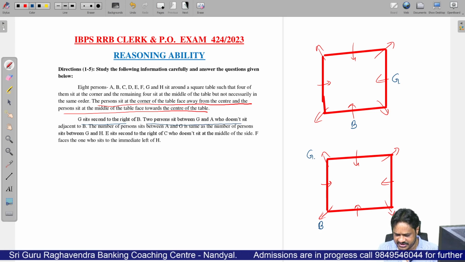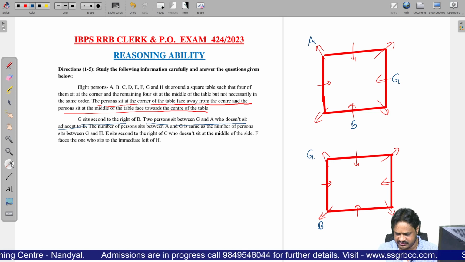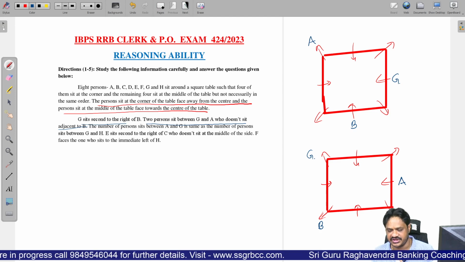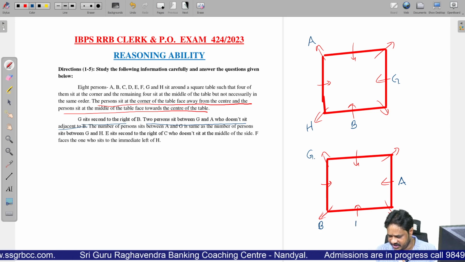There are two persons between G and A, who is not adjacent to B. So that's why we can't write A here. The number of persons between A and G is the same as between G and H. Between A and G, here we have two persons. Between G and H also we will have two persons. So here we will get H. Now here we will get H.